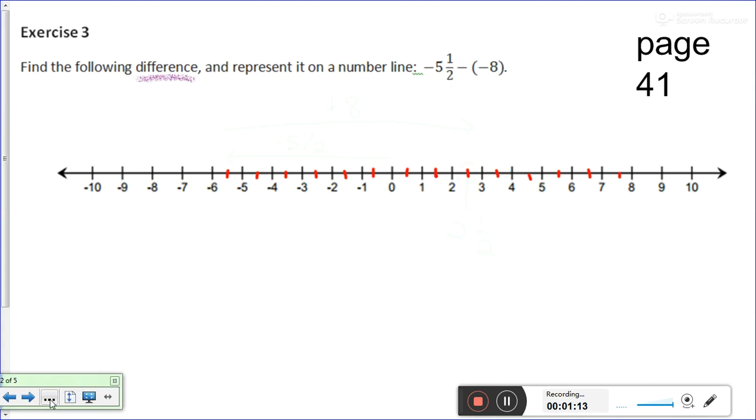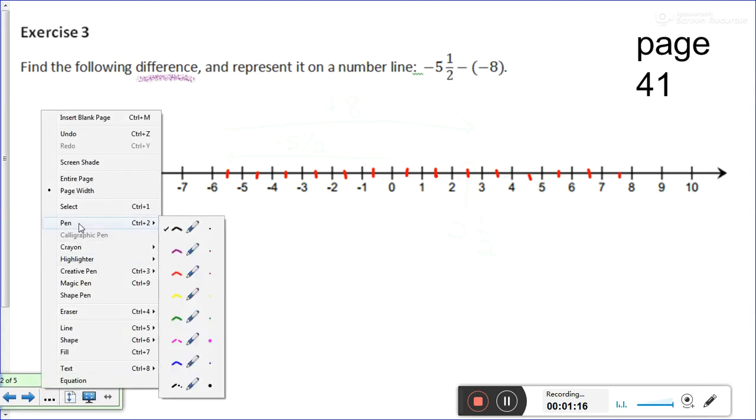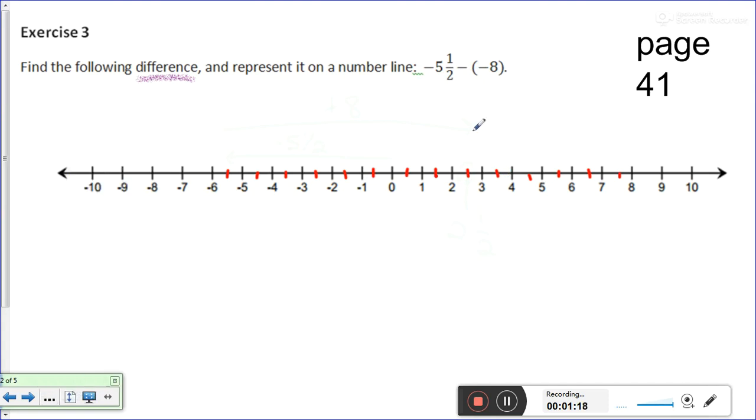Now if you remember, what we talked about last week is that a subtraction problem is really adding the opposite. When you are subtracting, you're adding the opposite of whatever is after that subtraction sign. So I'm going to change this to -5.5 plus the opposite of a -8, which is a +8. So my new addition problem is -5.5 plus a +8.